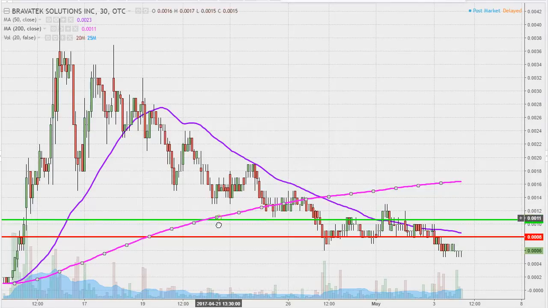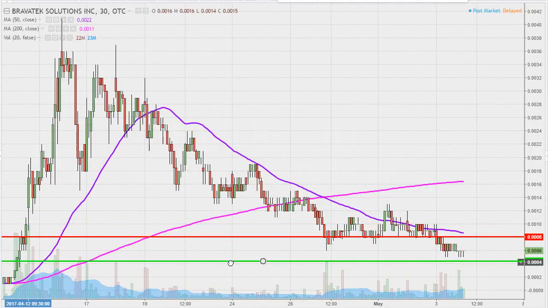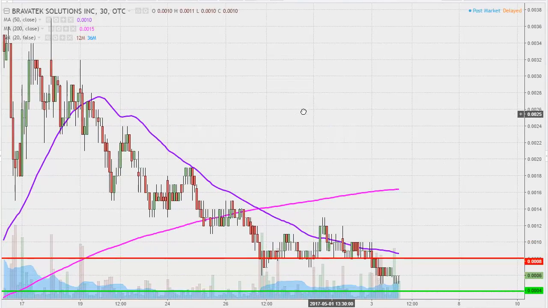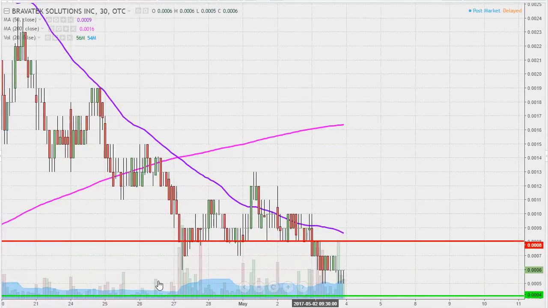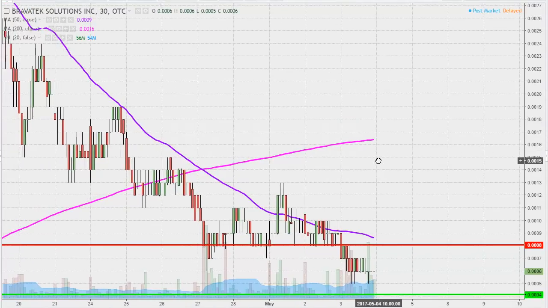Next potential area of support. What is that? Right there at 0004. So that'll be the next overall area. So 0008, key level of resistance going into tomorrow and really the remainder of the week. And then next level of support down there at 0004. So we'll see what happens with it.